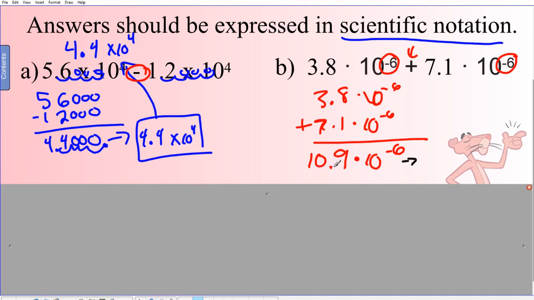We're going to take this and move the decimal from where it is to where we want it. So this becomes 1.09 times 10 to what power? Well, since this number out front here is too big, my exponent needs to get bigger. Since I'm moving it 1 decimal place, it's going to get 1 number bigger. 1 number bigger than negative 6 is negative 5. So I got 10 to the negative 5th power.